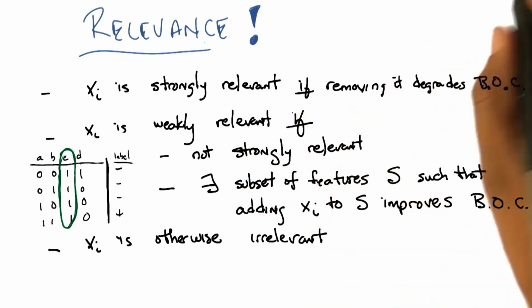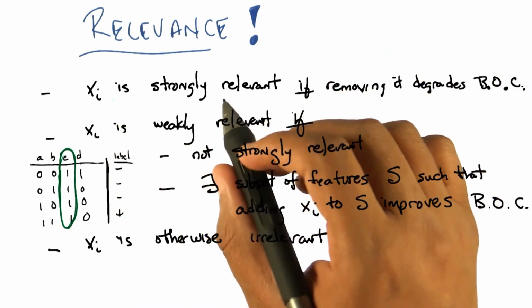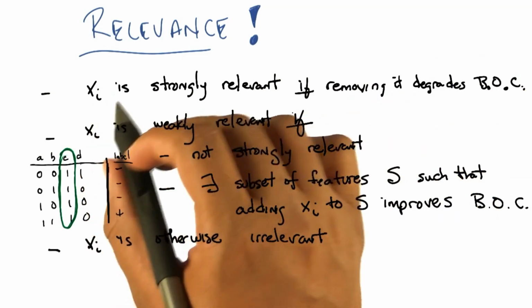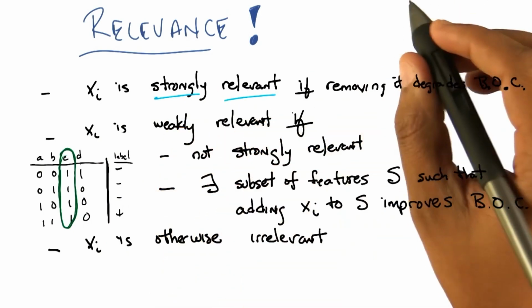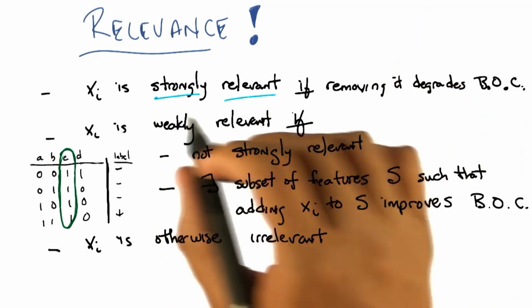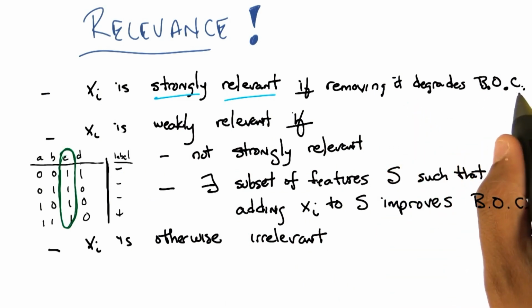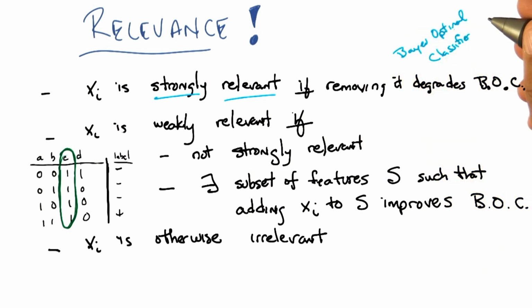So we have a set of features, and let's just say they're x_i. So there's x1, x2, x3, ... the xn features. And any particular feature x sub i is going to be strongly relevant exactly in the case if removing that feature degrades the Bayes optimal classifier. That's what BOC stands for. Okay, does that make sense?